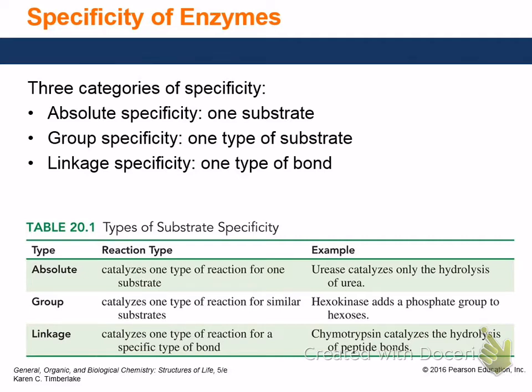They give some examples. Urease catalyzes only the hydrolysis of urea, so that's an absolute specificity. Hexokinase adds a phosphate group to hexoses. Doesn't matter what the hexose is, it'll just add phosphate groups to it. Okay. And then linkage: chymotrypsin, and there's several of these kinds of trypsin molecules, but their job is to hydrolyze peptide bonds. So what's a peptide bond? You need to know that. It's the bond between amino acids in a protein. So what these things do is cut proteins up at specific points. Okay.